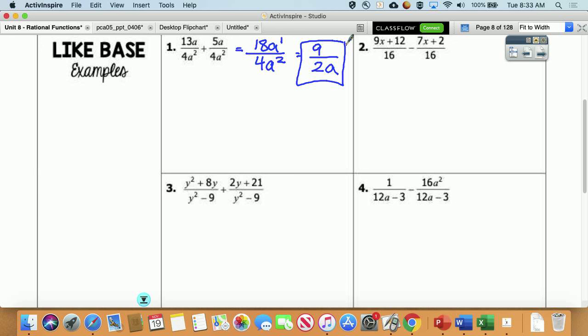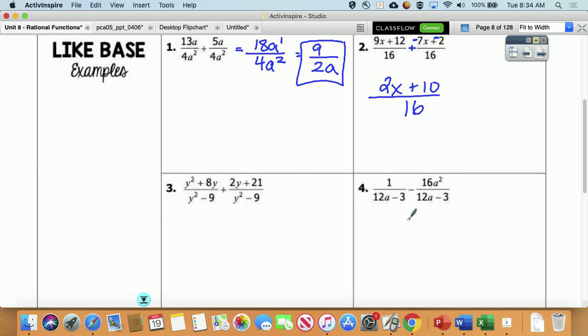Okay? All right, so number 2, we just have to be careful because you have this minus. That means we're going to treat this like a -7 and a -2. Remember when you first learned negatives in middle school, you would change it to a plus sign, and then change it to adding a negative? Maybe. All right, so we have 9 and -7 gives us 2x. 12 and -2 gives us 10. Keep the denominator. And this is a tricky form of reducing.